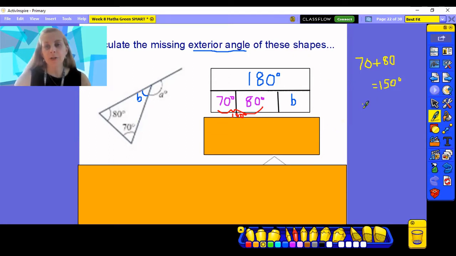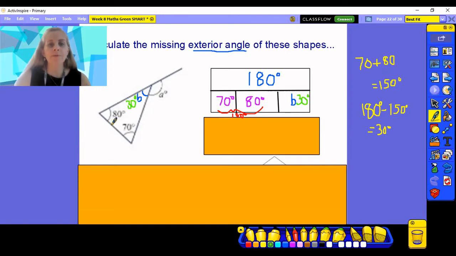So if we do 180 and we take away 150 degrees from that, you'll already be able to spot what that might be. So we're doing 180, take away 150, we get 30 degrees left over. So we're dealing with a little acute angle there, which is our B. So if I put that back in our equation, we've got here 30, and we can put that back in our diagram here, being 30.